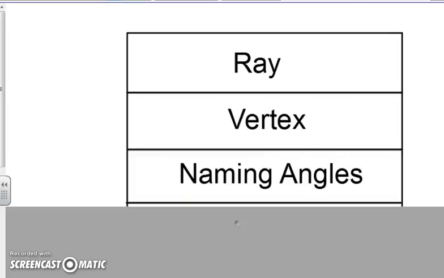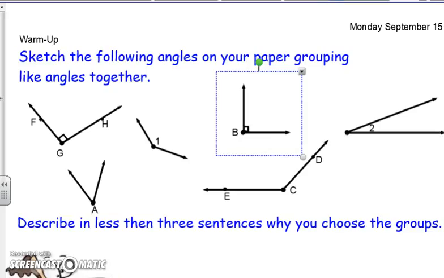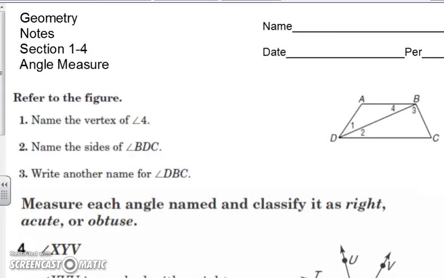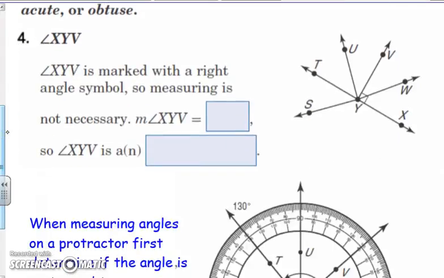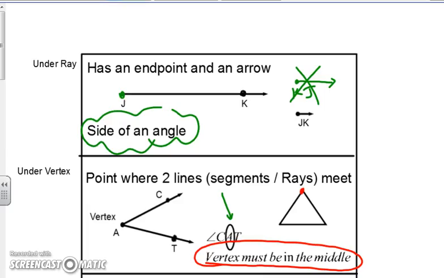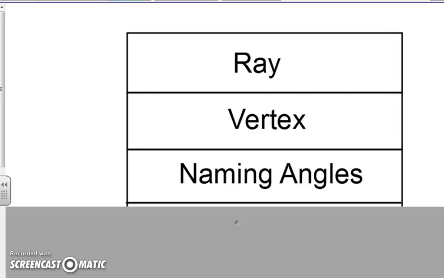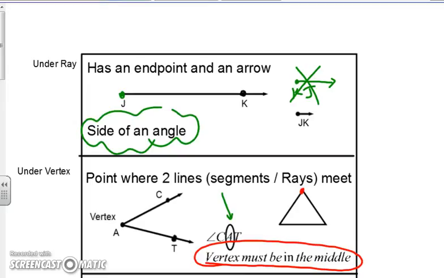Now we're going to go to naming angles. How do we name angles? Now, it is very nice and simple when I just put a single angle out there. But when I give you a crazy picture, like this right here, and I ask you to name those angles, that's not going to be as easy. So we're going to get there. You're going to be able to name those. But right now, we're under the naming angles tab.